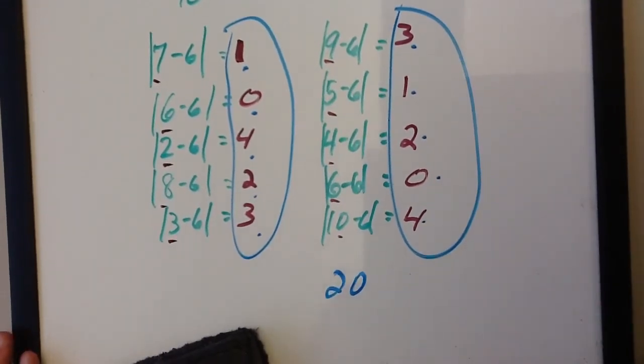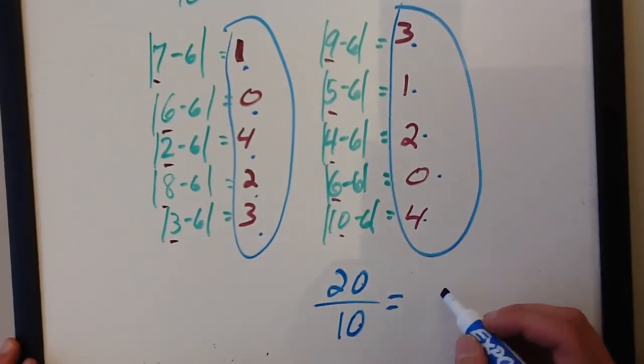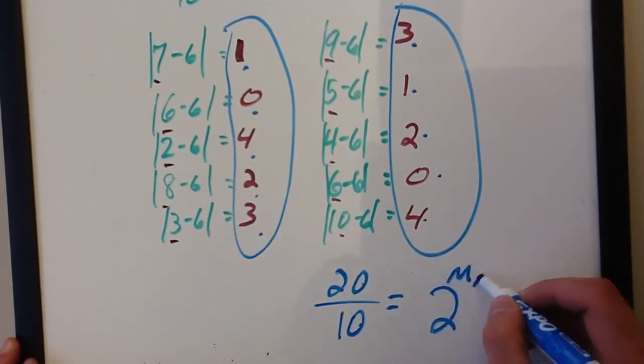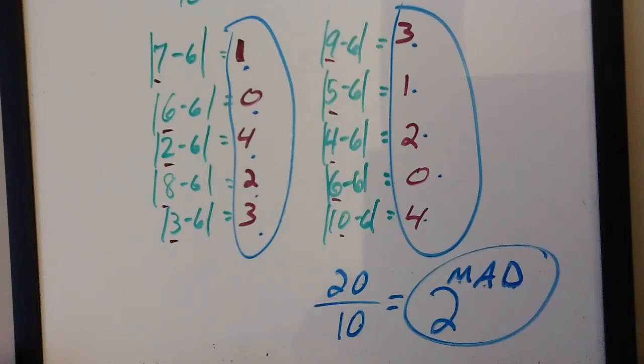And then of course if I'm finding the mean, I take this total and divide by the number of numbers, which there are 10 numbers, so 20 divided by 10 would be 2. This is the MAD, the mean absolute deviation of the data set.